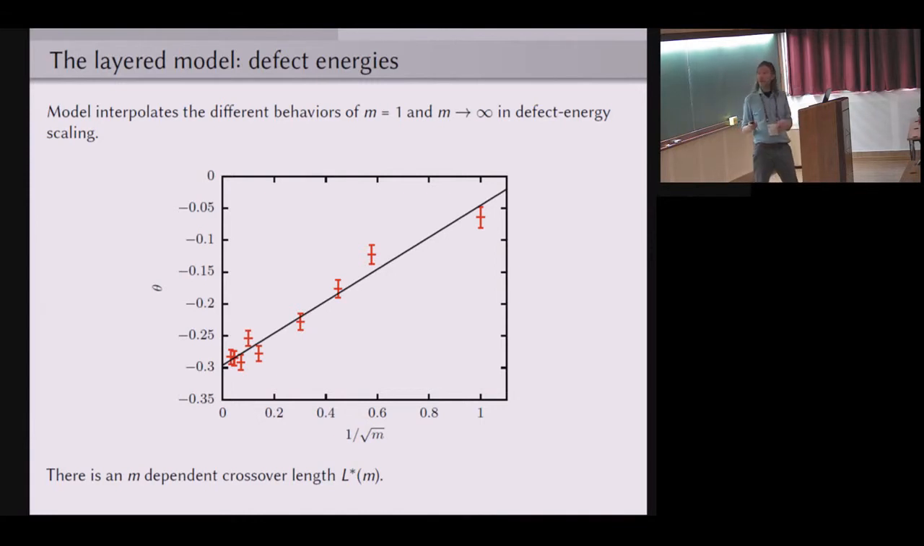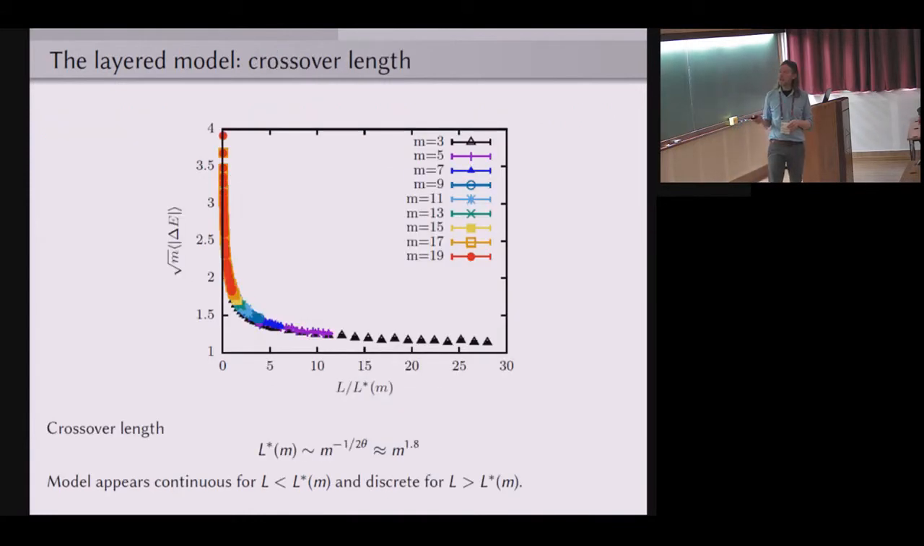So we expect, in fact, that there is a crossover length, and we can show how that should scale. It should scale like m to the power of -1/2 theta, where theta is the spin stiffness exponent, such that if you're below that crossover length, you actually look like you are in a continuous system, and only beyond that you see the discreteness of the coupling distribution in that case.